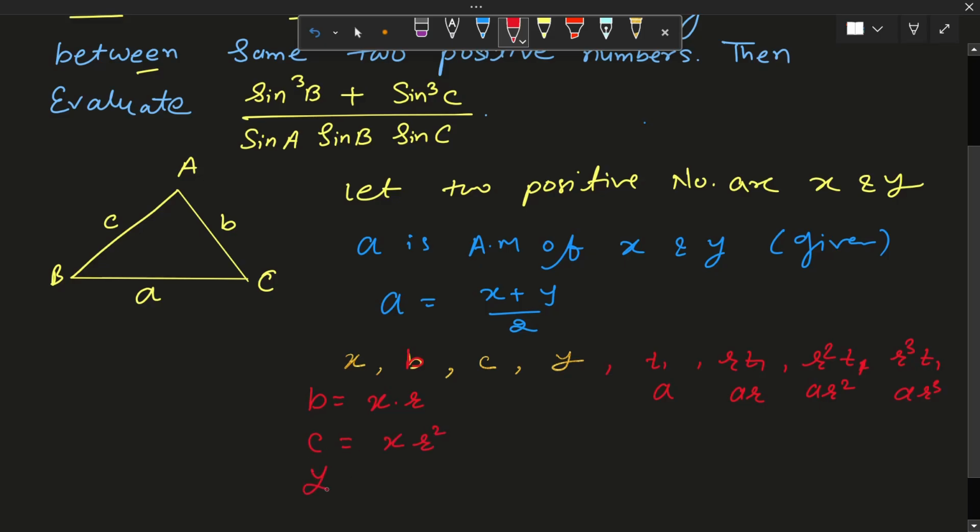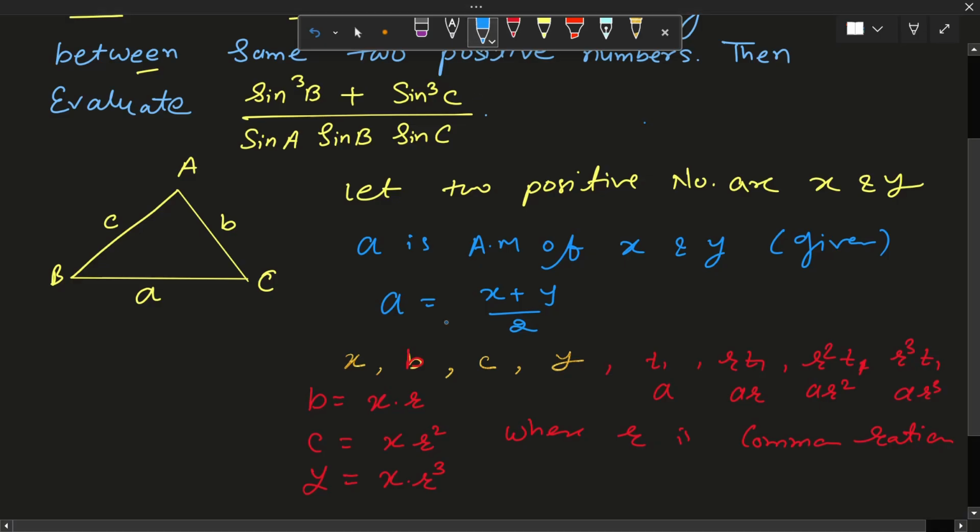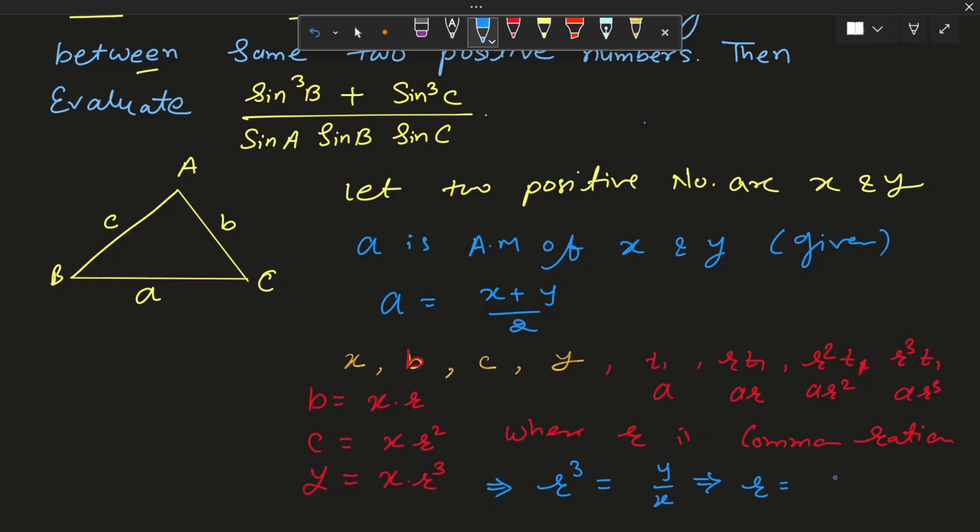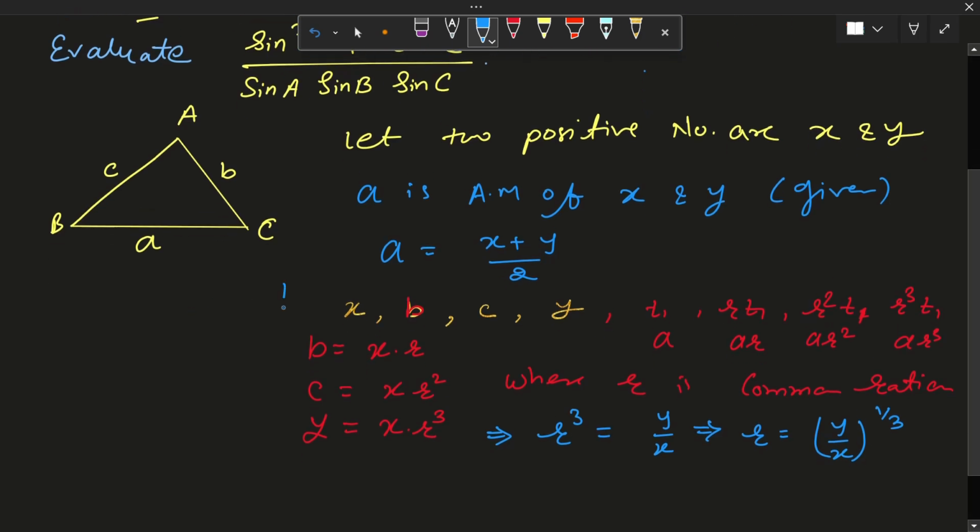And what will be y? The last term will be x into r power 3, where r is the common ratio. Understood? Now from this third equation, I can say that r cube is nothing but y upon x. That implies r is equal to the cube root of y upon x. So we got the value of r here. From there, I can find the values of B and C.